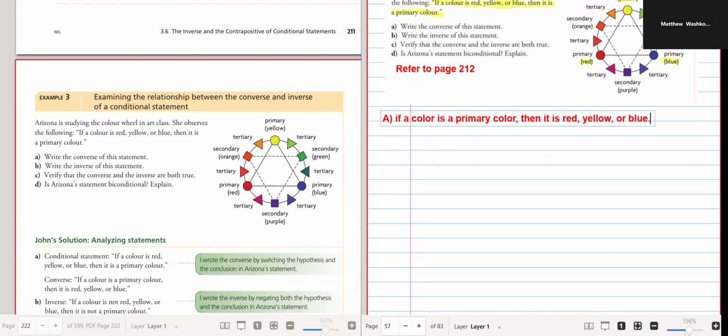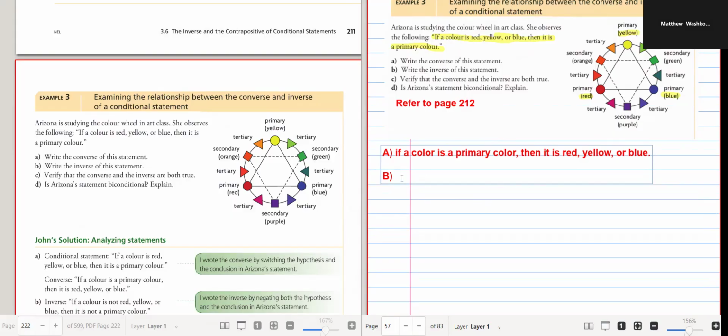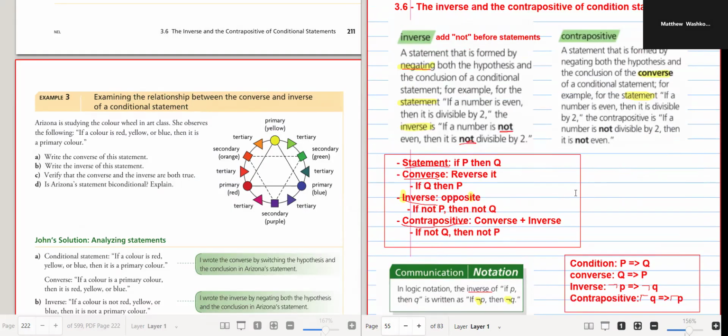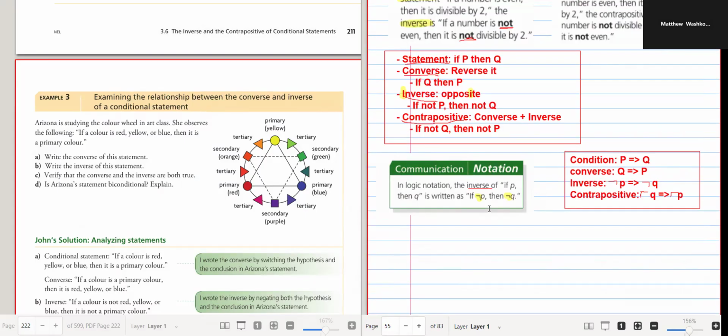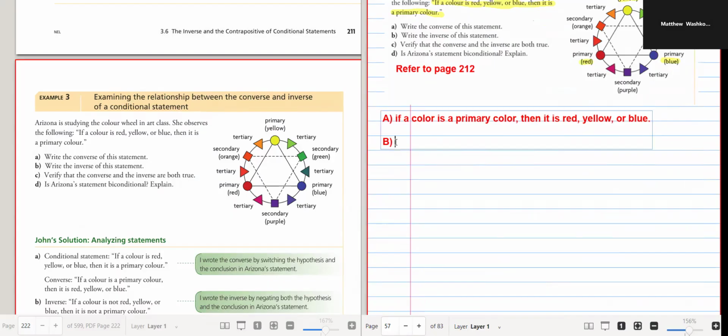Now, again, it's not asking us to verify it, so I can skip that for now. Question B is write the inverse of this statement. So what's the inverse of if a color is red, yellow, or blue, then it is a primary color? How do I take the inverse? I take the opposite of it. So if a color is not red, yellow, or blue, then it is not a primary color. Perfect. I've rewritten that. Now, question C asks us to verify that the converse and the inverse are both true.